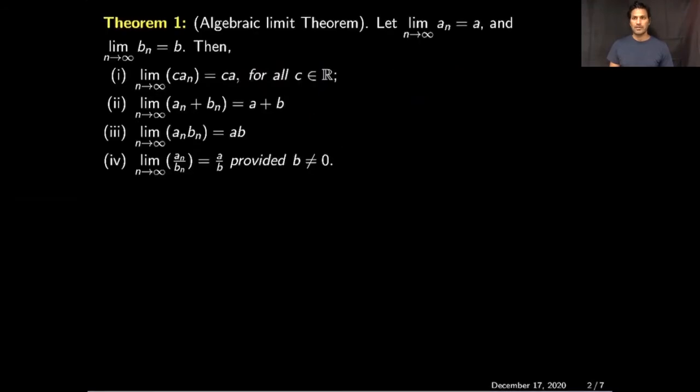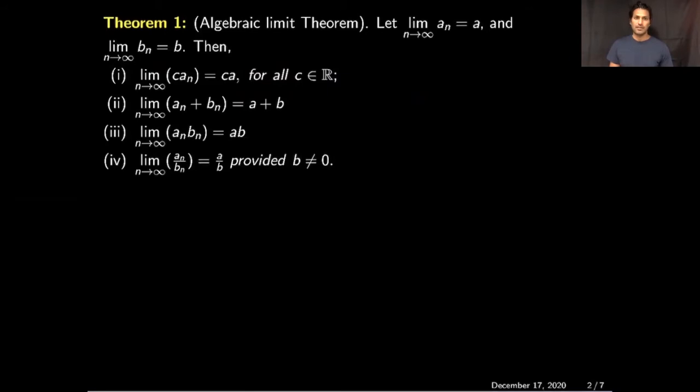What is the algebraic limit theorem? Here is the statement of this theorem. If you have two sequences a_n and b_n, the sequence a_n converges to a and the sequence b_n converges to b, then the following are true.